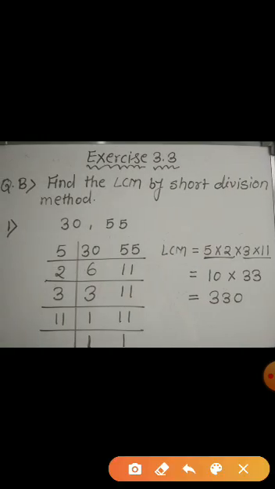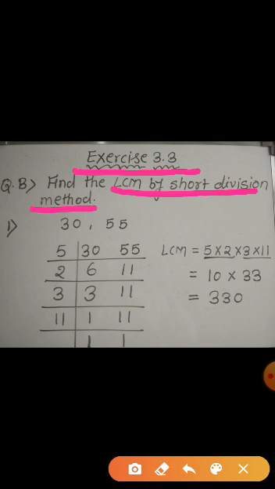Now come to exercise 3.3. I am going to discuss question B, find the LCM by short division method. Question number A is based on the prime factorization method. But in this exercise and in the topic LCM, we are going to learn only one method, that is short division method only. Now what do you mean by short division method?